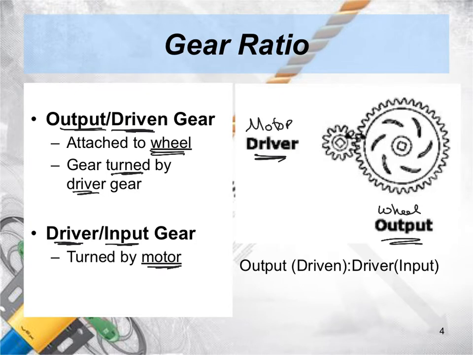The way that I try to remember which one is which is remember that motor and driver both end in R. So in this instance here, the motor axle is spinning this little tiny gear. This little tiny gear is then spinning the gear that's attached to the wheel, and that's the one that's going to turn. And we're only worried about those two. If you've got three or four gears in between, we're not worried about those. Right now, we're just worried about the gear attached to the motor and the gear that's attached to the output. Because when we're doing a gear ratio, we don't have to worry about those other gears that are in between. We're only worried about the one attached to the motor and the one attached to the wheel. So again, output is attached to the wheel and driver is attached to the motor. Driver and motor both end in R.